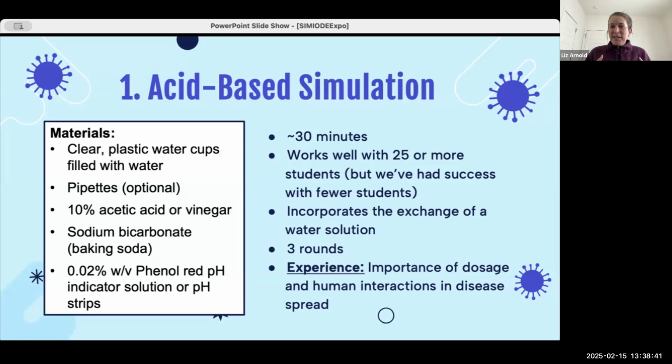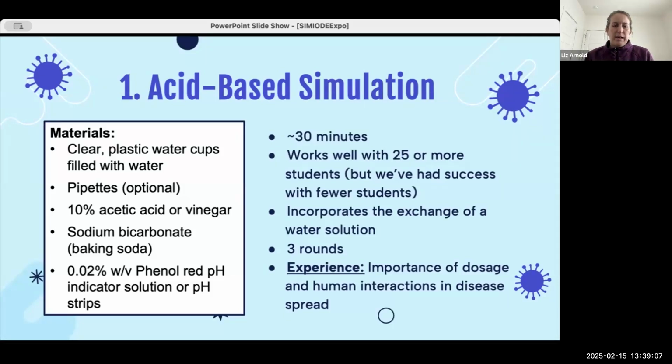And so the materials you need for this acid-based simulation, you can get in your chemistry department, or what I have done and Beth has done is we have just gone to Home Depot and gathered these materials. It works really well if you get a lot of clear plastic water cups. You want something, if possible, to transfer some solution from one cup to the other cup. And so we've used pipettes. Otherwise, we've just poured some liquid from cup to cup.